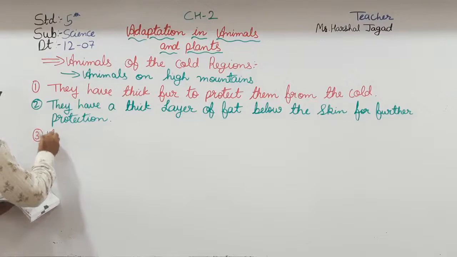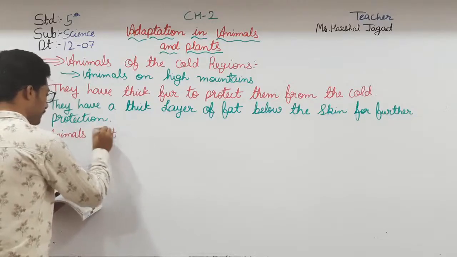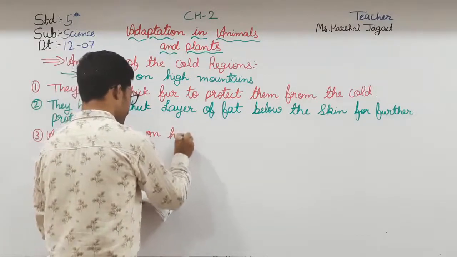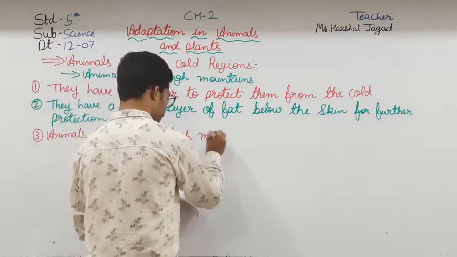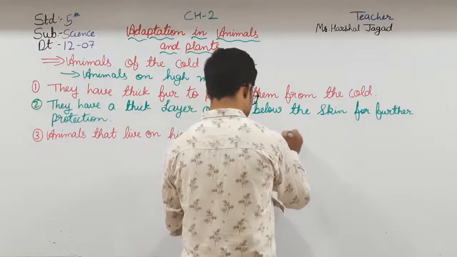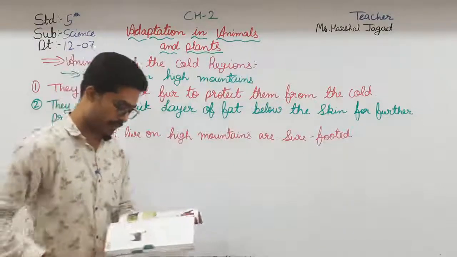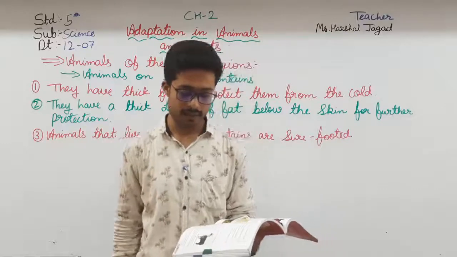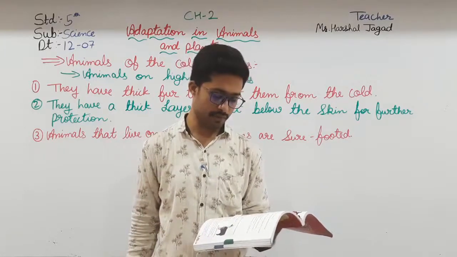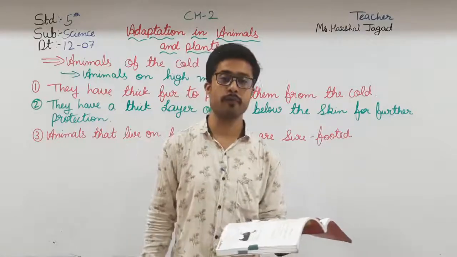Here the third adaptation is that animals that live on high mountains are sure-footed. Okay, sure-footed. So they jump from one rock to another without slipping. The llama, vicuna, and alpaca in South America, the mountain goats of the Himalayas, the chiru antelope of Tibet, and the chamois antelope of the Alps are all sure-footed animals.